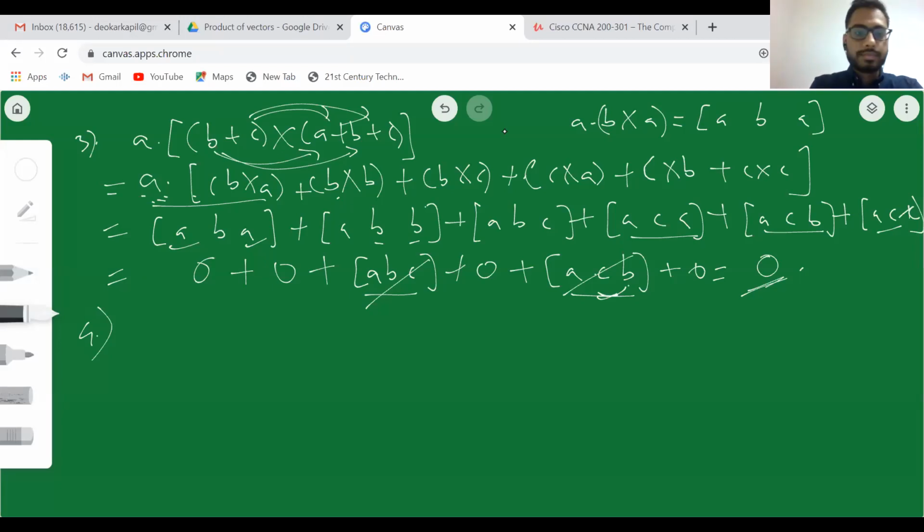Next question. It is given that A, B, C are non-negative vectors.